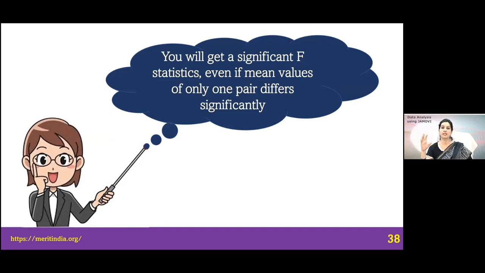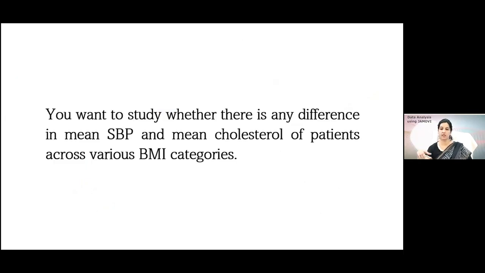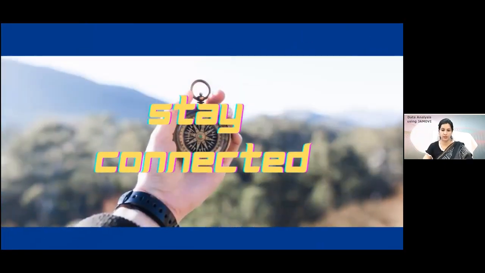So you will get a significant F statistics even if the mean values of only one pair differ significantly. It is not necessary that all post hoc comparisons will be significant. Even if there is one group which is significant, you may get a significant F value. So if you are having a significant F value, you should always look for the pairs which are significant. That means you should do a post hoc test. Okay, so I'll go to this question now.